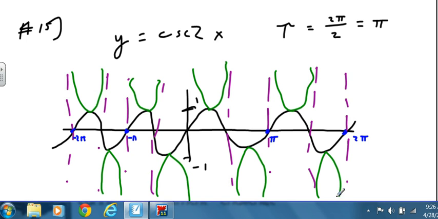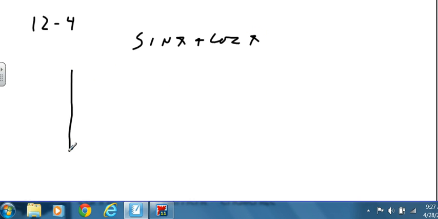That was 15. Okay, now we're going to go to section 12-4. Now, 12-4 is slightly trickier in that if you have a graphing calculator, it would just do it for you, and so that'd be cool. But if I had something like sine x plus cosine x, what I'd have to do is make a table. So I'd say x is going to be something, sine x is going to be something, cosine x is going to be something, and then sine x plus cosine x is going to be something.